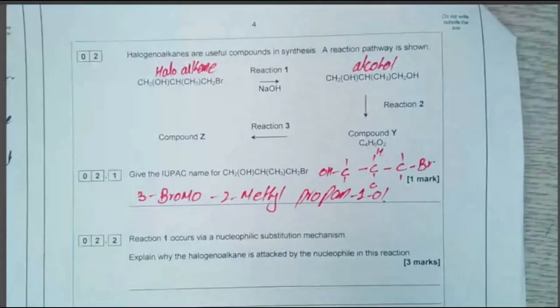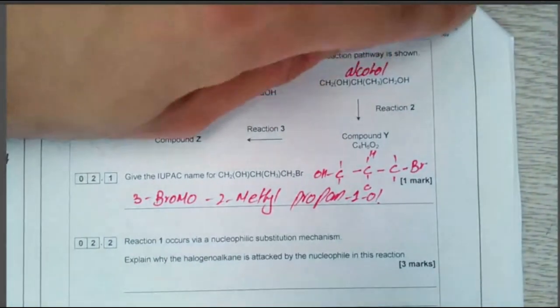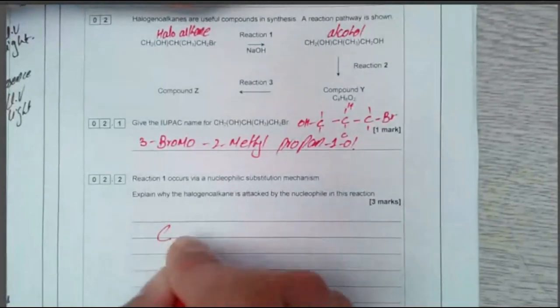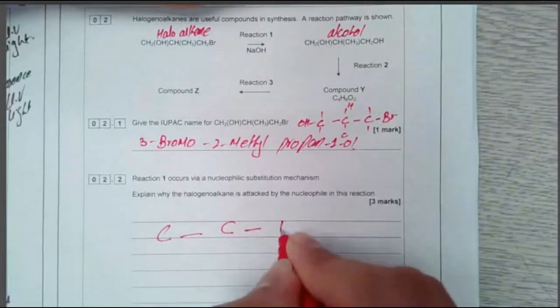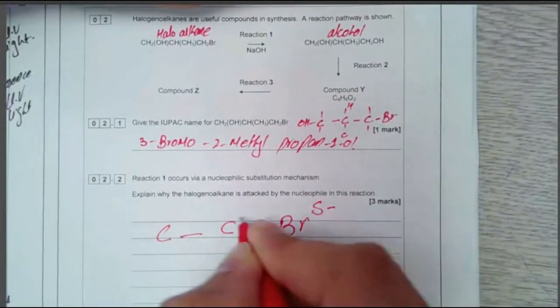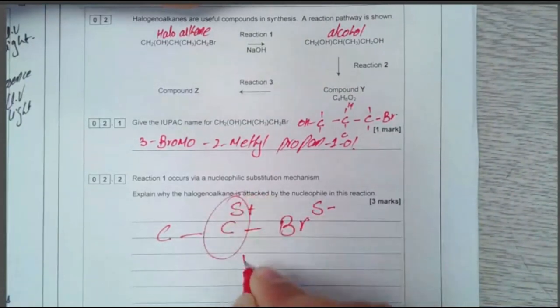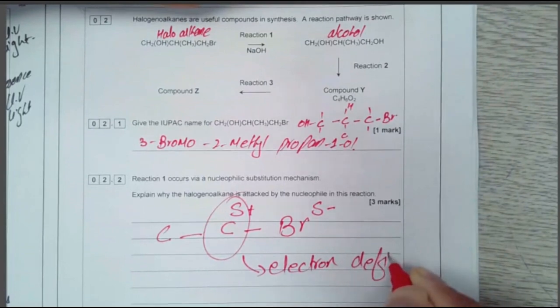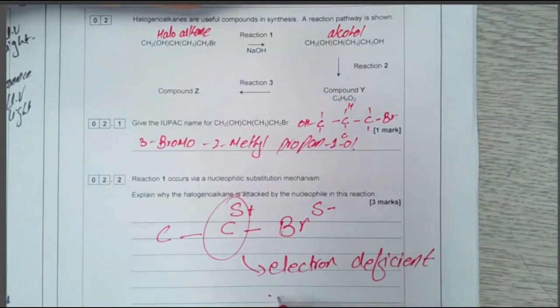This reaction occurs via nucleophilic substitution reaction. Why is the halogenoalkane attacked by a nucleophile in this reaction? You just have to say because the C-Br bond: this is delta minus, this is delta plus. So this carbon is electron deficient. Therefore, it attracts the nucleophile.